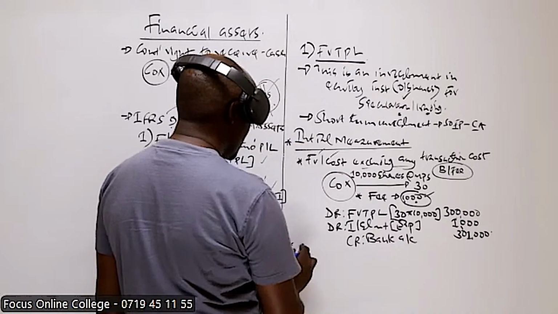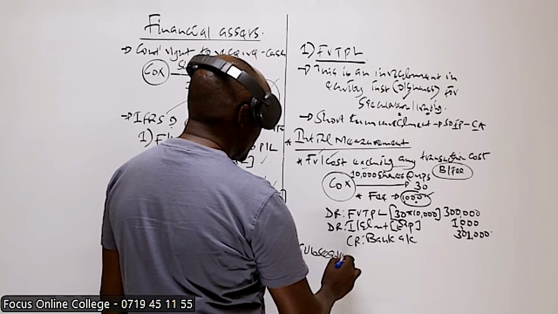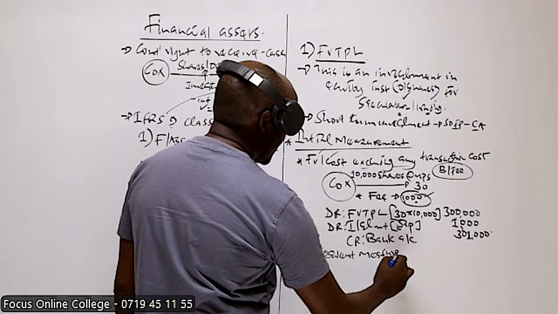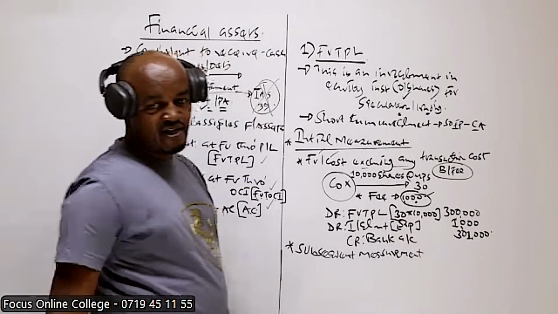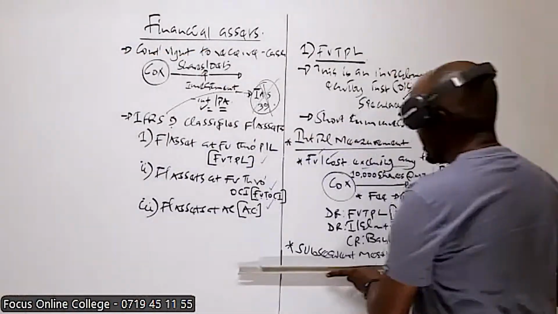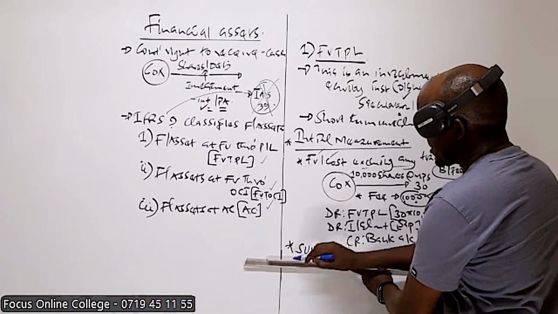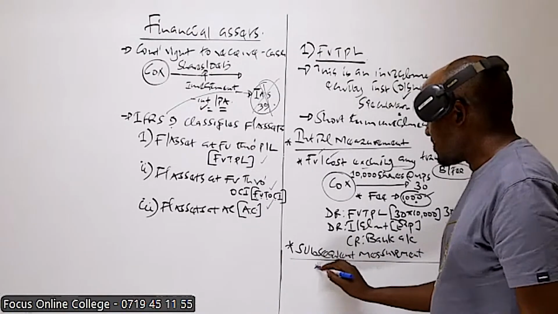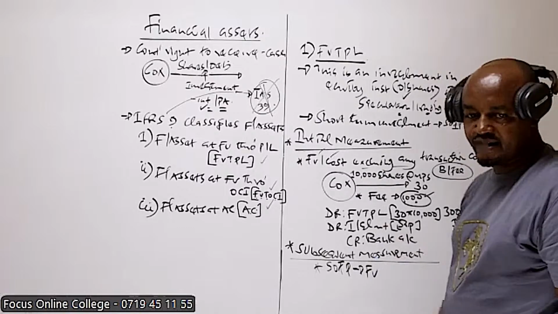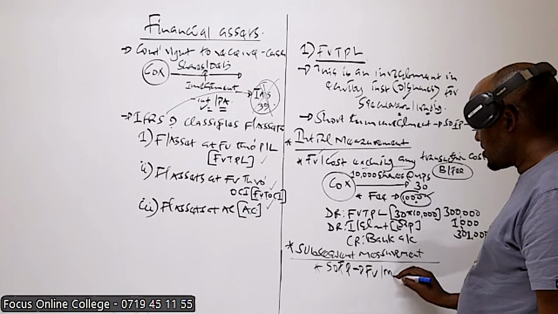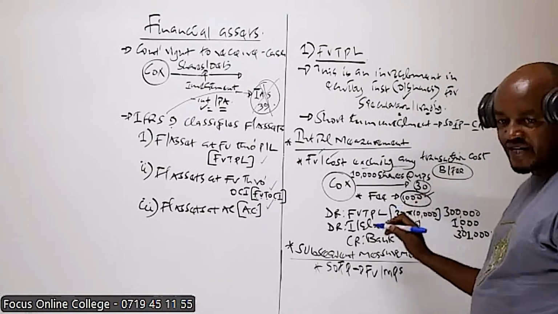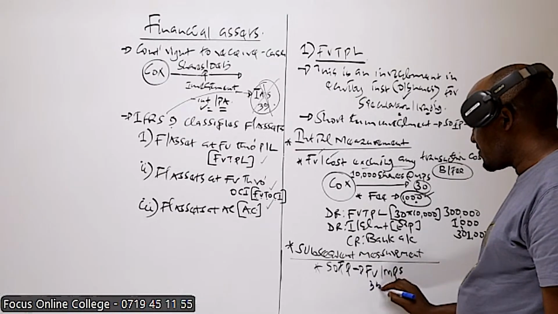So what about the subsequent measurement? When we talk about the subsequent measurement, this basically is the value at which these financial assets are recorded in the company's balance sheet, the company's statement of financial position, at the end of each year. When the company is preparing the statement of financial position, these financial assets are recorded there at their fair value. Remember, in this case, the fair value is the same as their market price. So assuming, for example, these shares which were bought at a price of 30, maybe at the end of the year, their market price will have increased to 35.